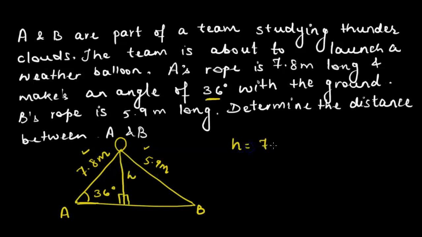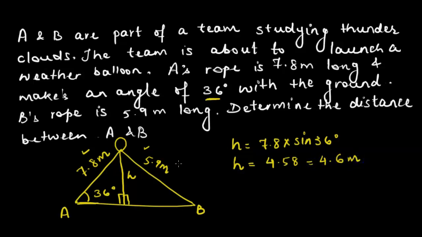height is 7.8 times sine 36. When we put this on the calculator, we get 4.58. Because these two sides are given to us in 1 decimal place, or up to 10th place, we would round this also up to 10th place, so that is 4.6 meters.